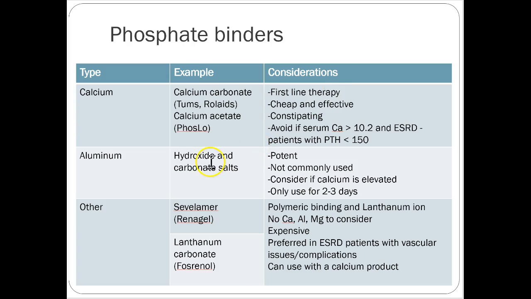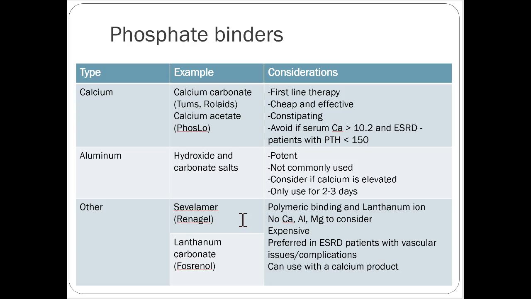The other options we have are hydroxide and carbonate salts that are aluminum. Don't worry about aluminum products. They aren't used ever unless the calcium is super high, which is honestly unusual to see. And the other ones, sevelamer and lanthanum carbonate, do the same thing, but they don't have any calcium or aluminum or magnesium to consider.